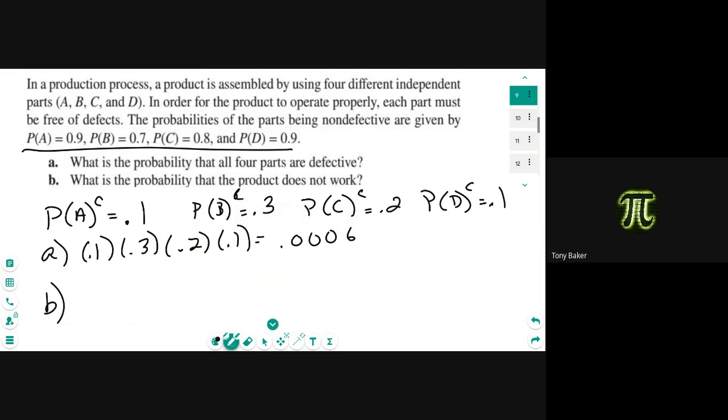Okay. What they wanted you to do was do 1 minus the 0.0006, which would be wrong, because that's if they all are defective. And if any one part's defective, it won't work. So what we really need to find is the probability of it working, and then subtract that from 1. So I would do 1 minus the 0.9 times 0.7 times 0.8 times 0.9. 0.4536. Is the 1 minus it or no?